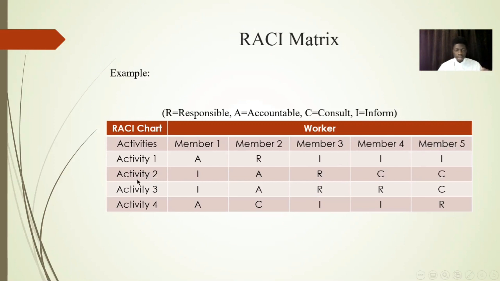As an example, in the second activity, you can see that member 2 is the accountable person for that activity. Member 3 is a responsible person. Members 4 and 5 are only consult. So they don't do anything for this activity like member 1, but we can get help from them to finish this activity.